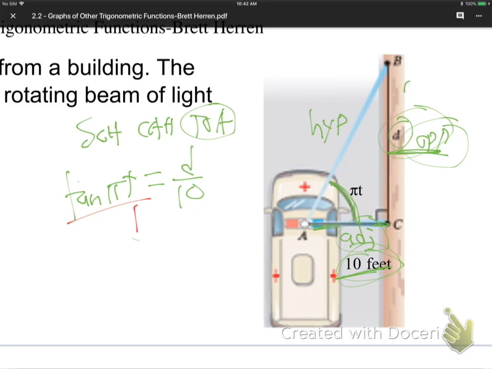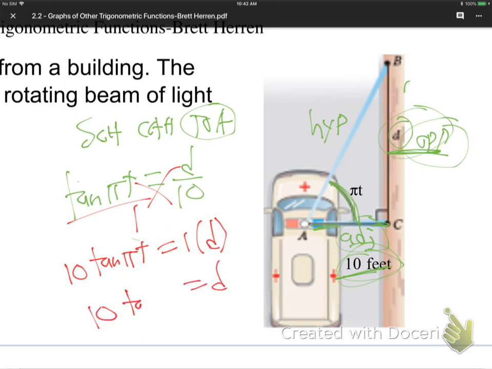Put this over 1. Remember when you have a fraction and hold it, put over 1, cross multiply, remember that kind of thing? The 10, put the 10 in the front. You could put the 10 in the back, but it looks like it's in the tangent. So it's better form when you're dealing with the trig function to put the number in the front. 1 times D like that, which is D equals 10 tan pi t.